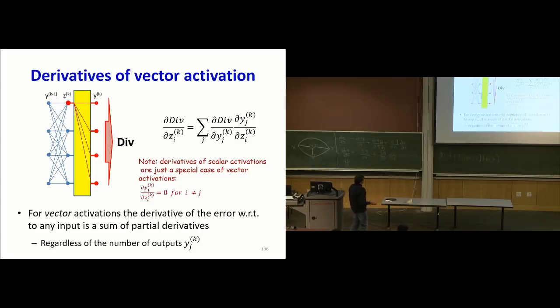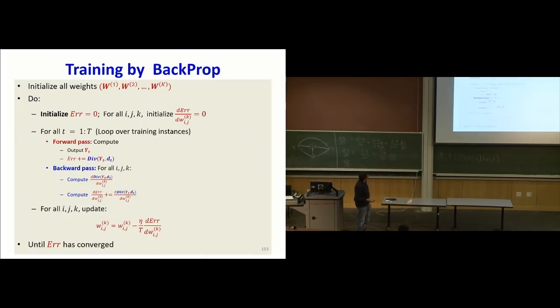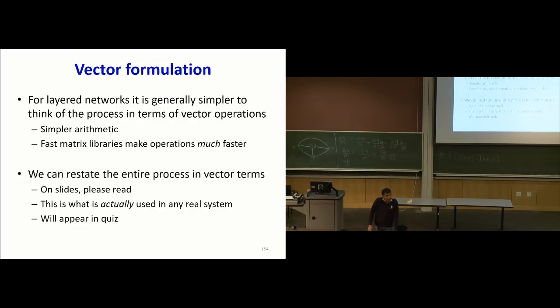So, questions? I'm skipping over a bunch of things because the really interesting stuff is the vector formulation. We've seen how the whole thing can actually be done when you look at all of the neurons one at a time. But it's much more convenient to think of the entire thing as one vector process, simply because the arithmetic is simpler. You can use matrix libraries which make operations much faster, and you can restate the entire process in vector terms.